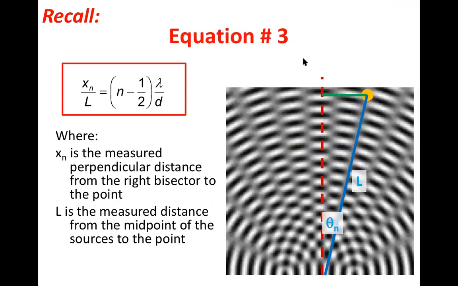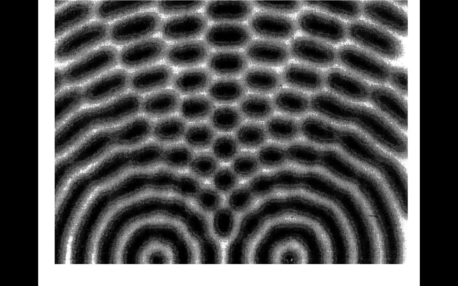And we have a third equation, if we are given the distance from the midpoint of the sources to the point of interest, and the perpendicular distance from the right bisector to the point. So just depending on what we're given, one of these 3 equations could be used to calculate wavelength of the coherent sources, among other things. So this is what the 2-point wave interference pattern looks like for water waves.